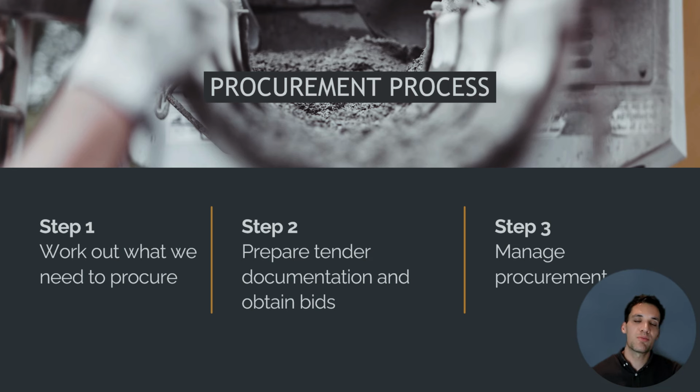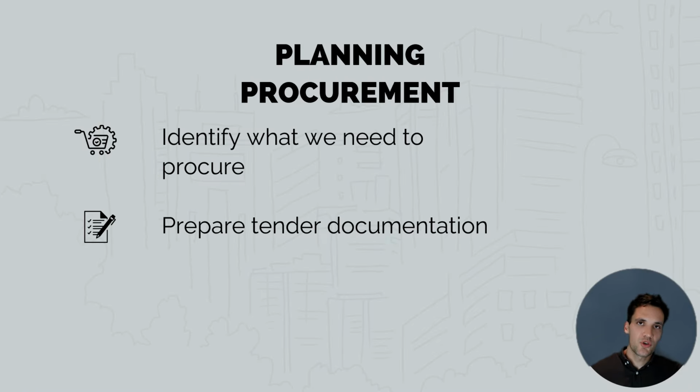Step two is preparing tender documentation. So this is preparing things like RFQ documents or requests for quotation documents, pricing schedules, documents we're going to send to vendors to explain what we want to buy and so that they can then submit us a quote. Then step three is actually managing the procurement. So it's sending this documentation to vendors, getting quotes back, and selecting the vendor that best suits the needs of our project.